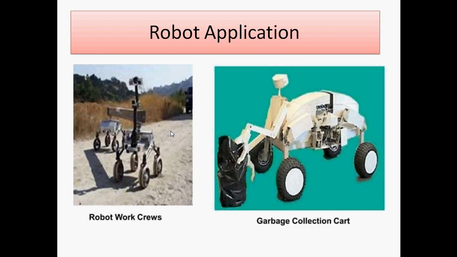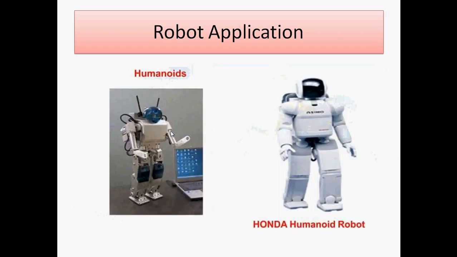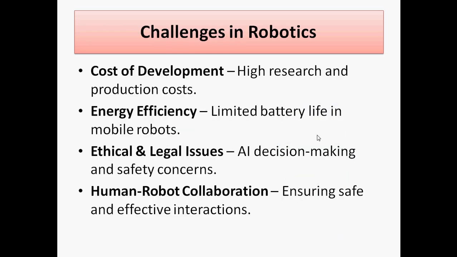The next is a robot crew and garbage collection cart. This is a specialized, specially assisted robot, so for collection of garbage we can develop this robot also. Now we are discussing robot applications. The humanoid robot is like a human and performs actions like human beings, which is why it is called a humanoid robot. It was developed by the Honda company, the Honda humanoid robot.